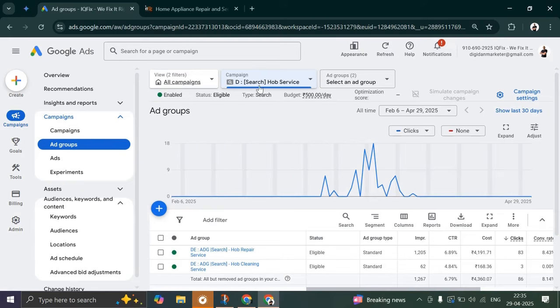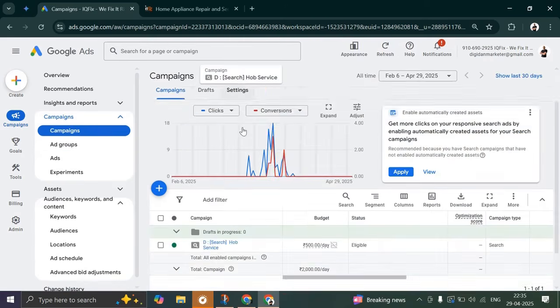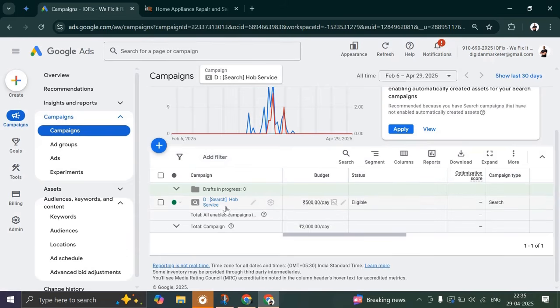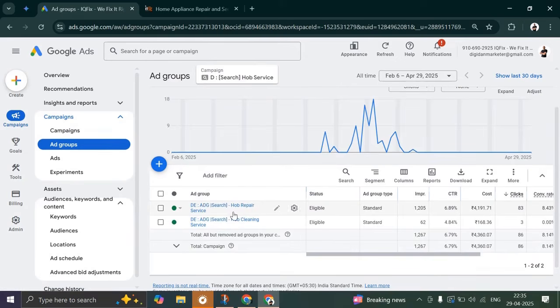But under hob service, there's something different here. I'll show you again. The client had requested that under hob service we have a hob repair service as well as a hob cleaning service. So I have created two different ad groups because fundamentally the product is the same, but the service is a little bit different. So the headline that should be shown for hob repair should not be shown for hob cleaning service.